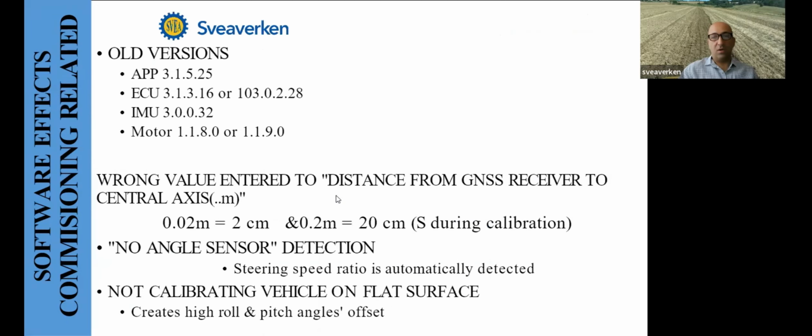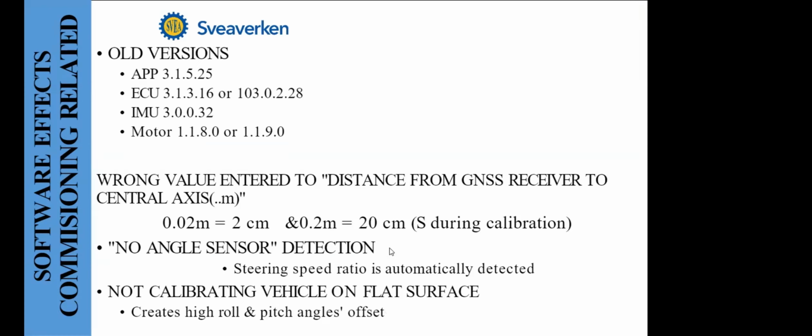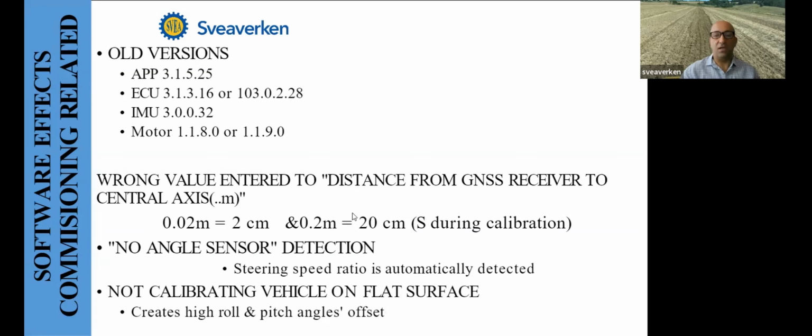So another point is the calibration. During the calibration, we are not doing that one on a flat surface or a road. That means at the end of calibration, we will have high roll and pitch angle offset values. So during the operation side, mathematically, these high offsets will create another problem for us. So that is important for commissioning stages.